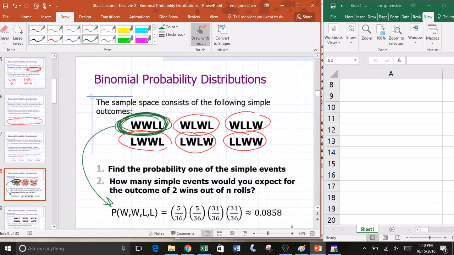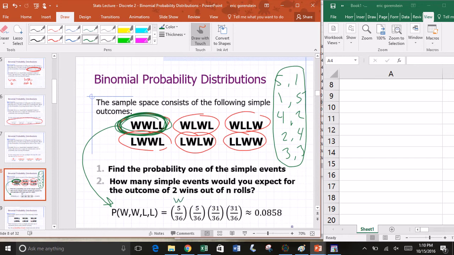So you could roll a 5 and a 1, a 1 and a 5, a 4 and a 2, a 2 and a 4, or a 3 and a 3. So these are the simple ways that you could roll a 6. So 5 of them out of the 36 rolls. So this first W has a probability of 5 over 36.